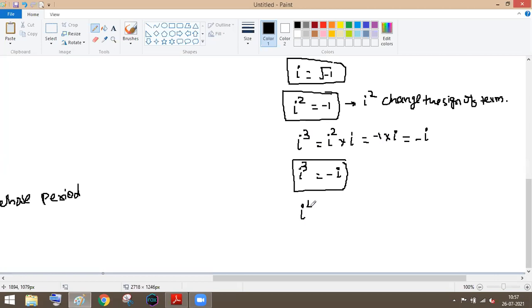What about i to the power 4? Can we say that i to the power 4 will be i squared into i squared? We know that i squared is minus 1, and i squared is also minus 1. Minus 1 into minus 1 is plus 1. So can we say that i to the power 4 is 1?